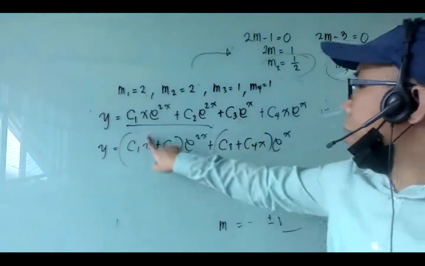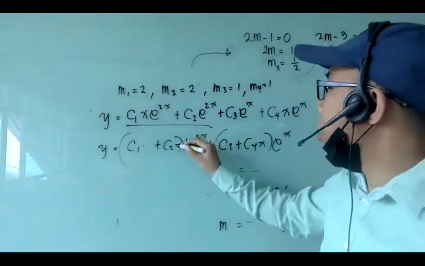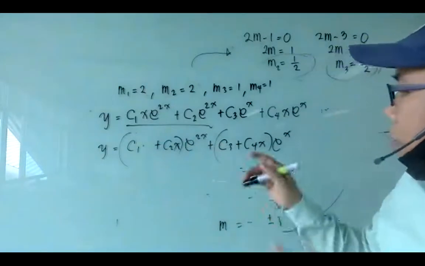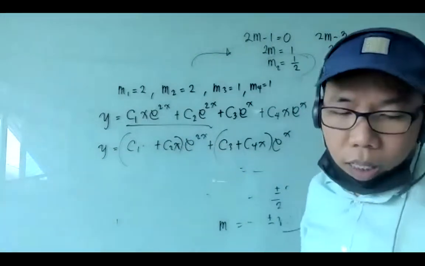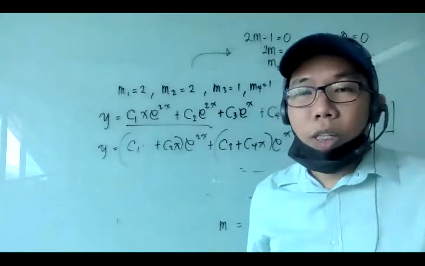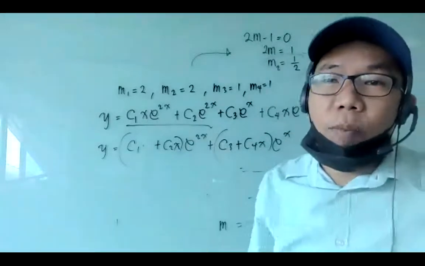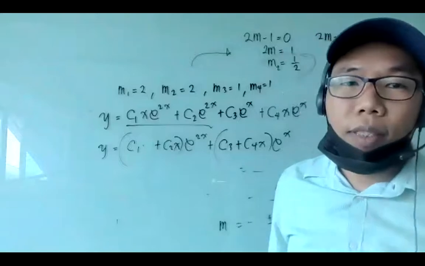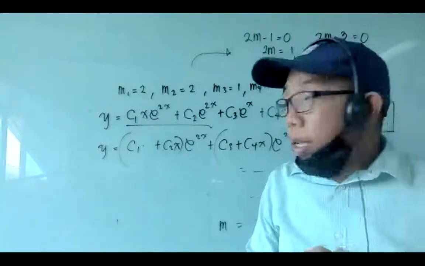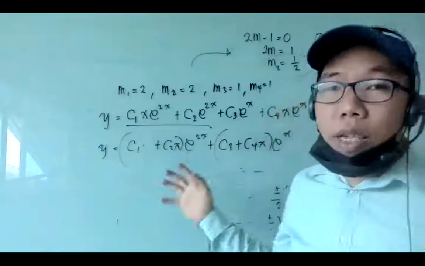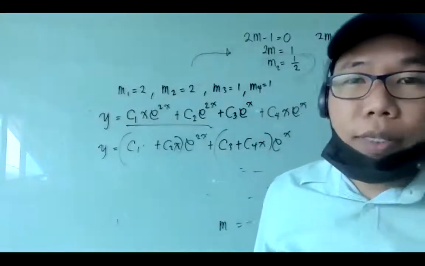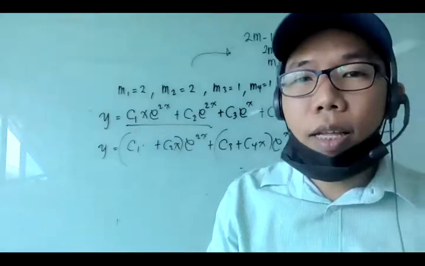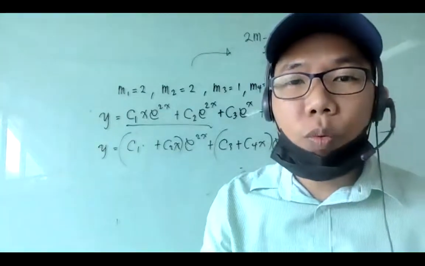So pwedeng mauna yung x dito. Okay lang din naman yan kasi may mga arbitrary constants naman. Unless, di ba, kung particular solution, kailangan may value ng arbitrary constants. Okay, so yan lang ang ating topic for today. We have dealt with two cases, pero we will be solving examples next meeting dun sa case number two. Okay?